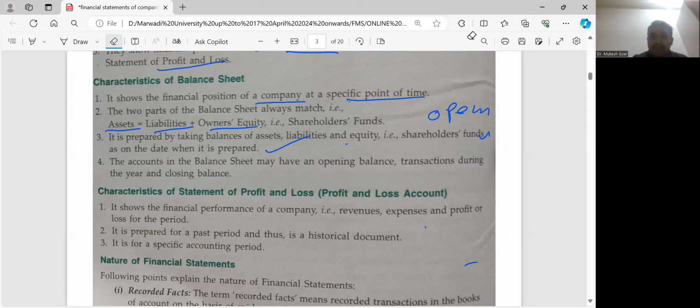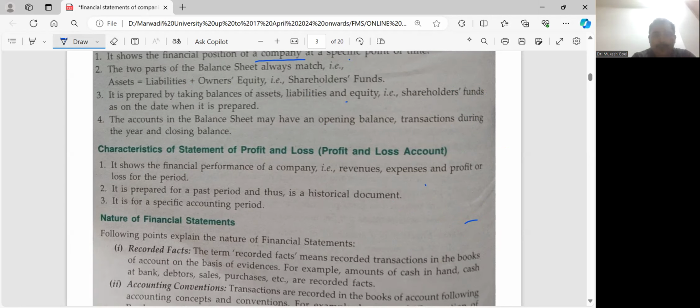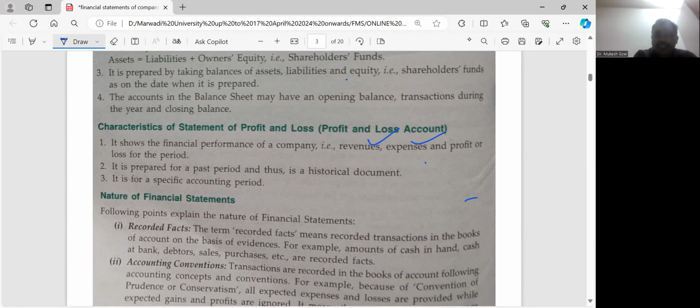Now, characteristics of income statement, profit and loss account. So, the financial performance of the company is shown by the income statement, such as revenue, expenses, profit or loss for the period. It is prepared for a past period. Thus, it is called a historical document. It is for a specific accounting period.